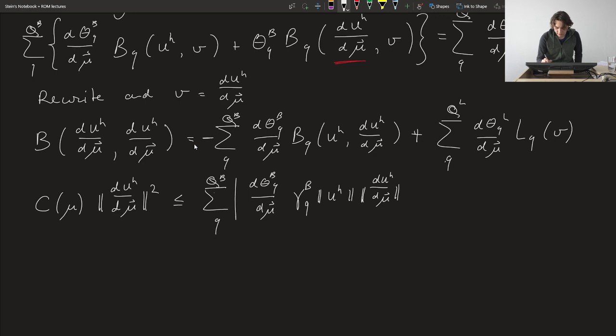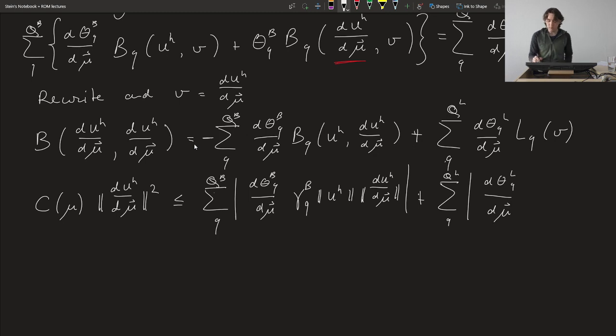Okay, same thing for the second term, so this closes the absolute sign. Sum over Q, absolute value of d theta L Q d mu. And this was going to be smaller than the maximal eigenvalue of a linear operator, which is a bit of a tricky concept. L Q times the norm of d u h d mu. So this guy. We substituted v to be this.